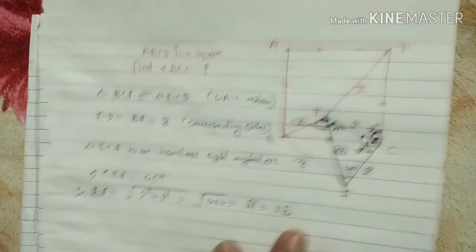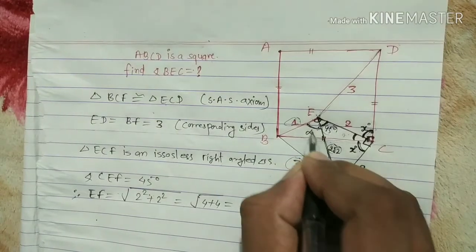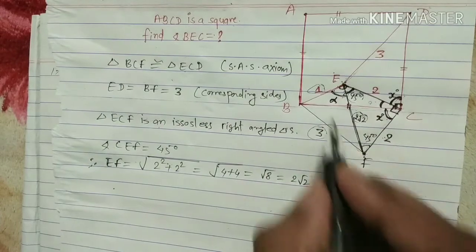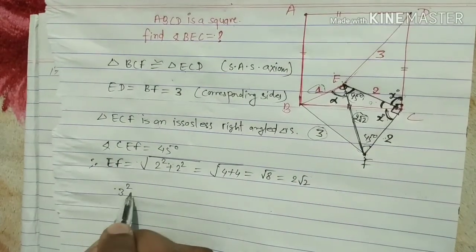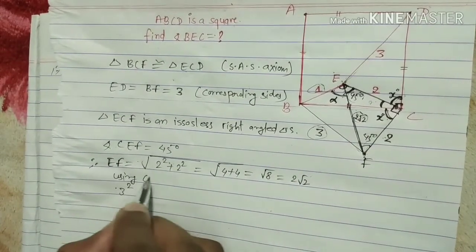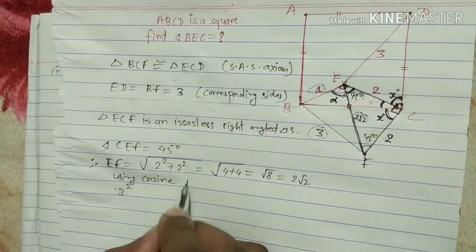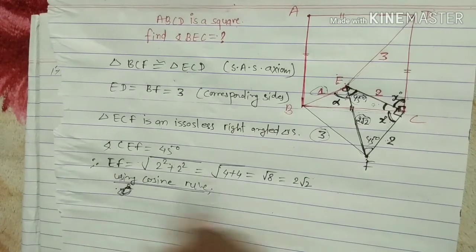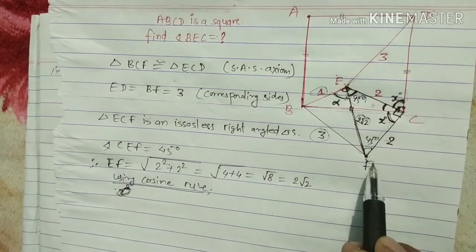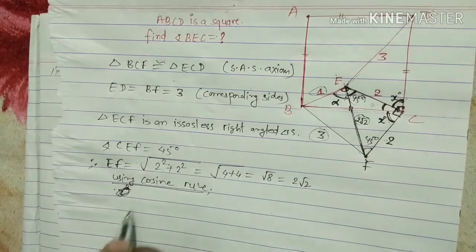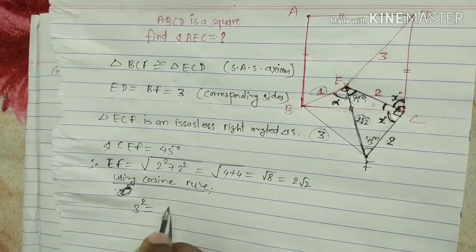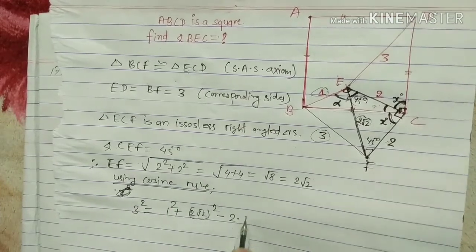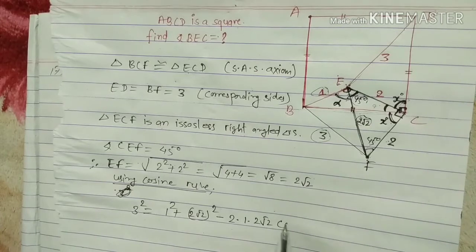So suppose we let this angle be alpha, then we can use the cosine rule here. Using the cosine rule in triangle BEF, we have 3 whole square is equal to 1 whole square plus 2 root 2 whole square minus 2 into 1 into 2 root 2 cos alpha.